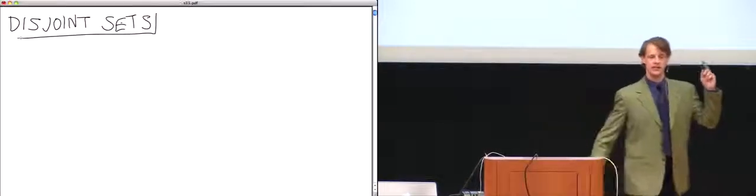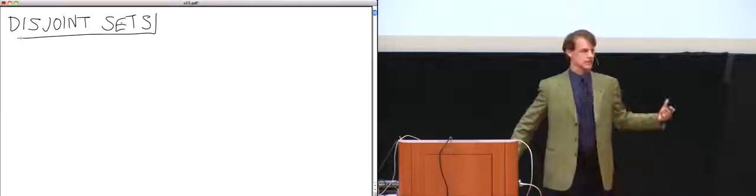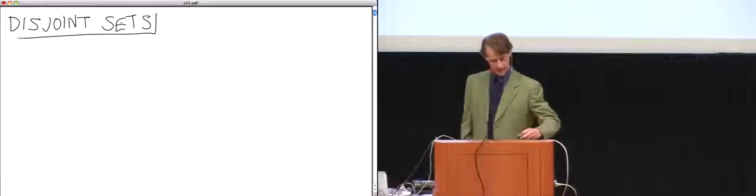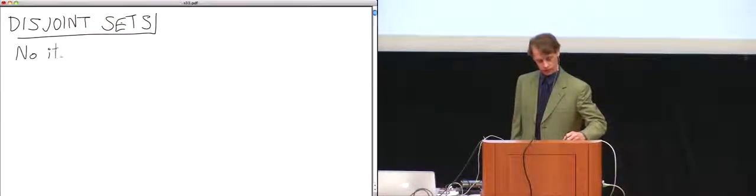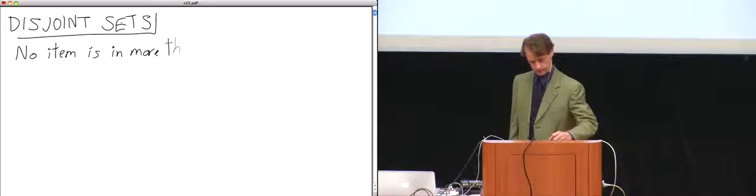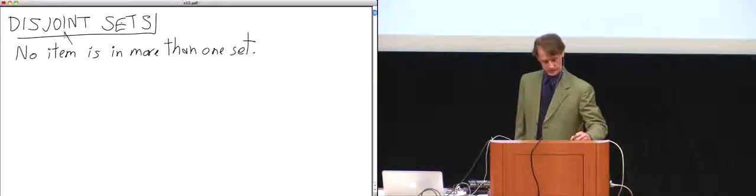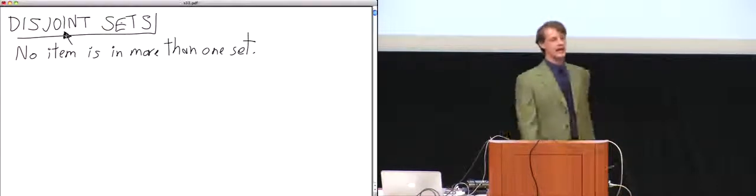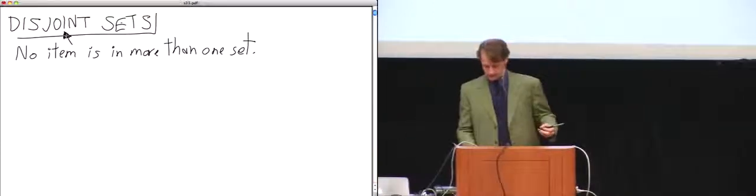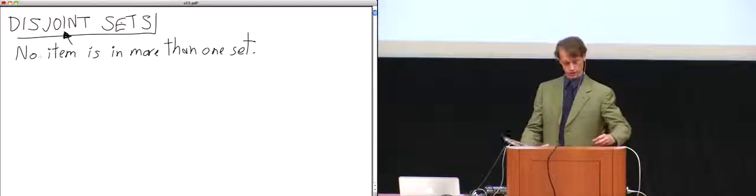A disjoint sets data structure is a data structure that represents not one set, like in Homework 5, but a bunch of sets. But they have a relationship to each other, which is that they're disjoint. And what that means is that no item is in more than one set. So that's what the word disjoint means. And actually in a disjoint sets data structure, every item is in exactly one set. The collection of disjoint sets is called a partition.